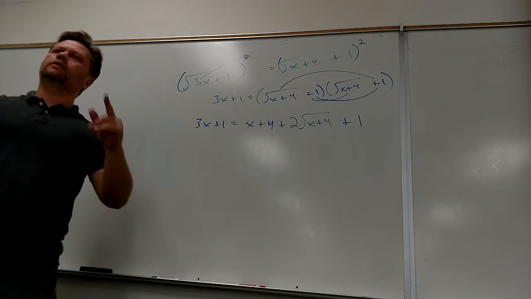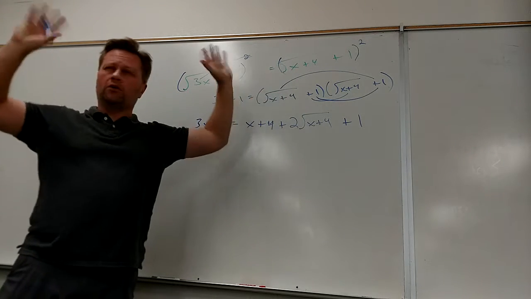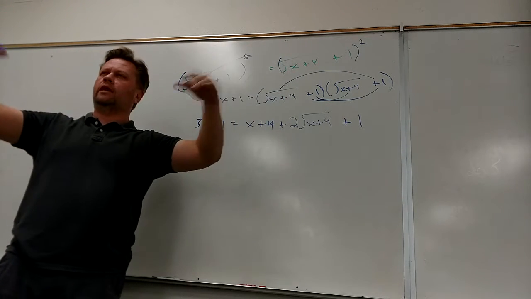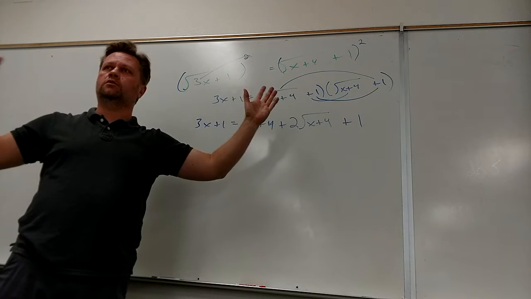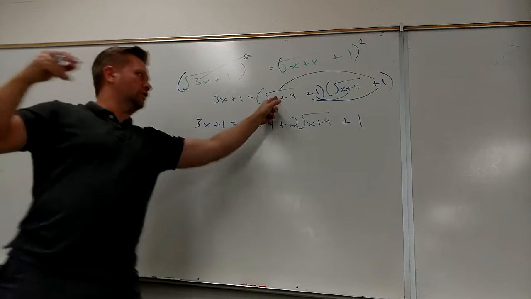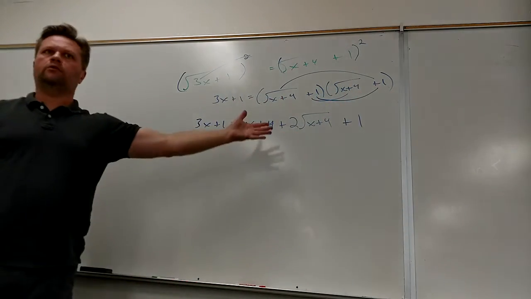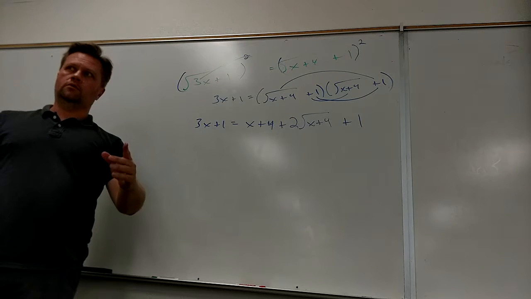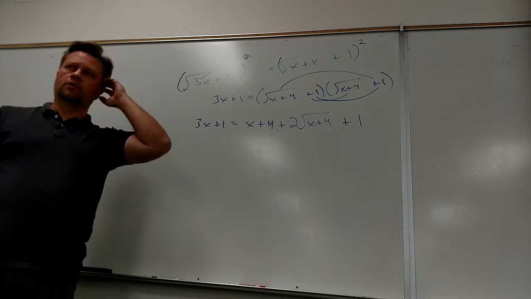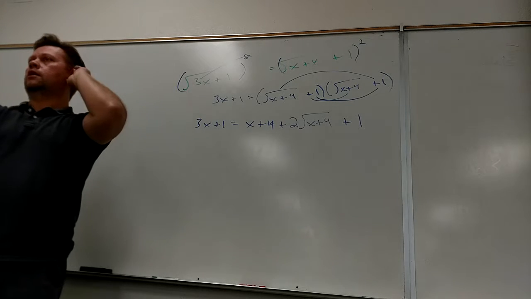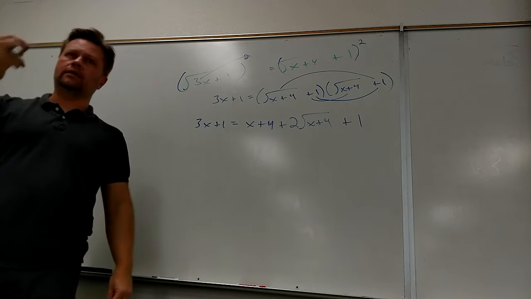So again, I know this looks disgusting, but the FOIL process doesn't change. You still do this times this, and then combine your like terms. That's what we did. And now what do I do? Yeah, I got another radical. I got to isolate it so I can kill it, right?